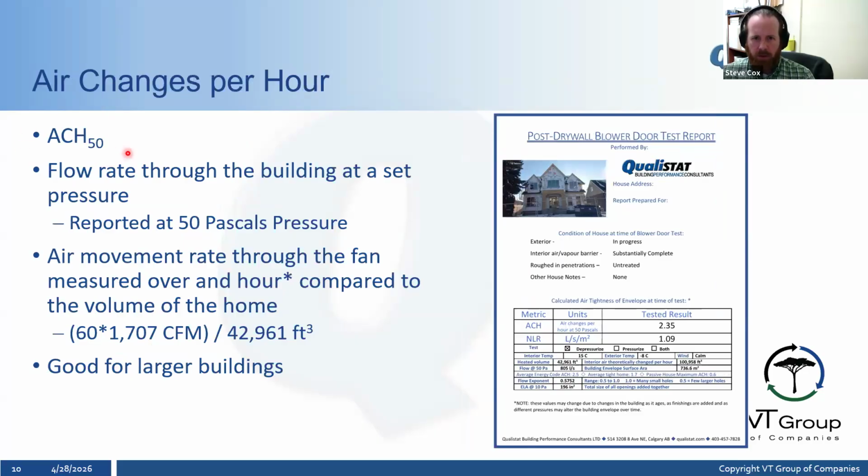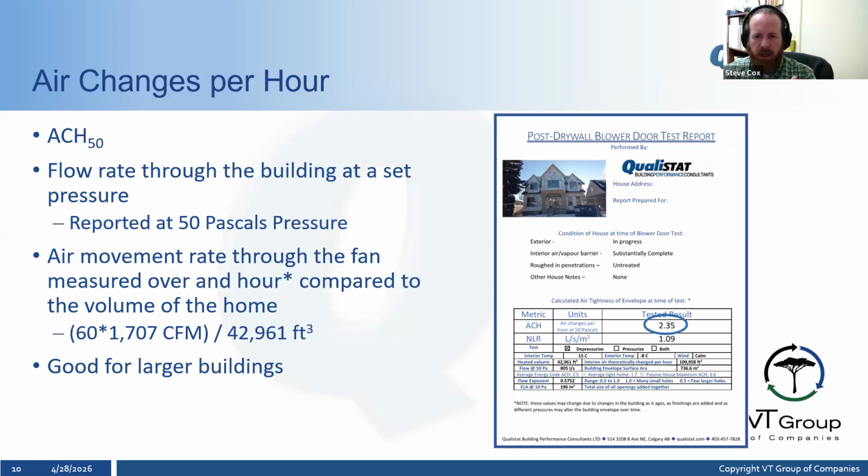So air changes per hour, ACH at 50 pascals. This is pretty common. This is the one that we understand. So we take the flow rate through the building at a set pressure, reported at 50 pascals, the air movement rate through the fan measured over an hour compared to the volume of the house. And it's really good for larger buildings. Okay, so the math works better the bigger the volume is in relation to the wall surface area as a portion of air leakage.